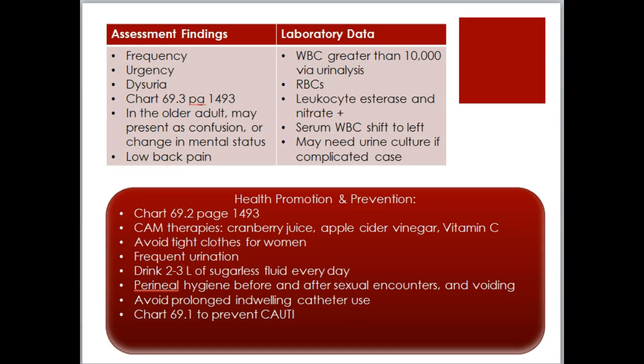Our serum white blood cells may also shift to the left, and we talked about a lot that they may need a urine culture, but only if it's a complicated case. Urine cultures take time. They normally take 24 to 48 hours to grow out the colony that we're looking for. So it's really hard to say everybody needs a urine culture.